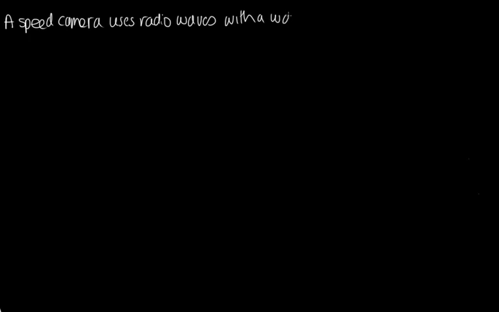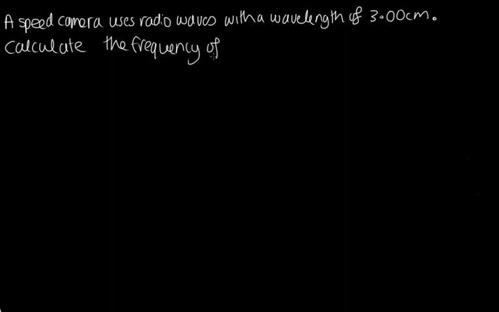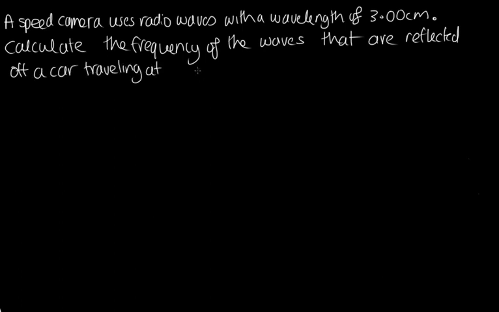So the question is, a speed camera uses radio waves with a wavelength of 3 centimeters. Calculate the frequency of the waves that are reflected off a car travelling at 60 kilometers per hour. Okay, so let's start by drawing a diagram. Here's our speed camera and here's our car travelling away from the speed camera.